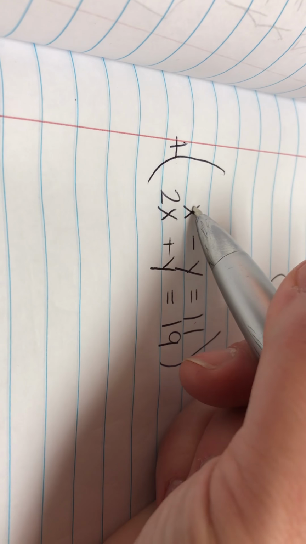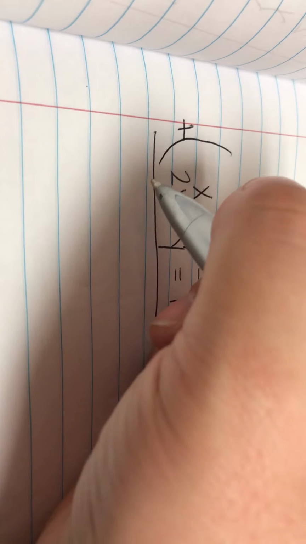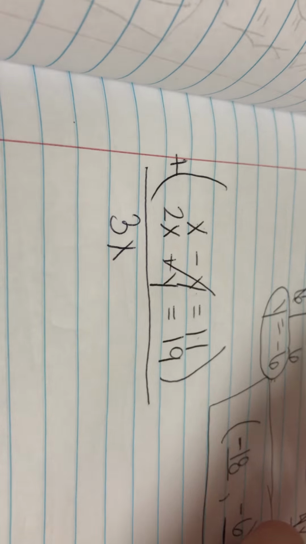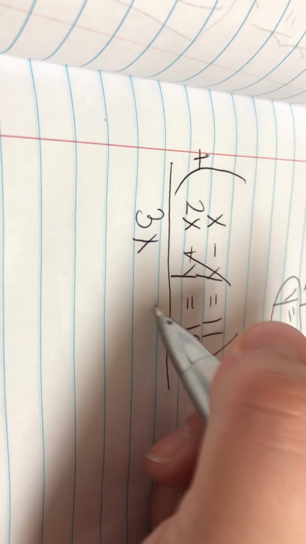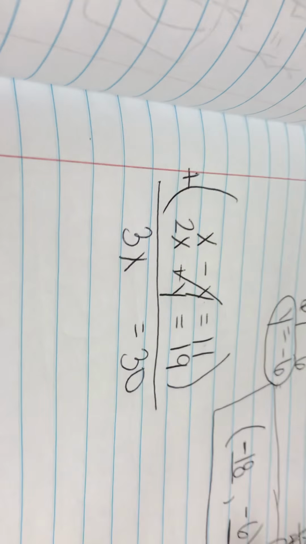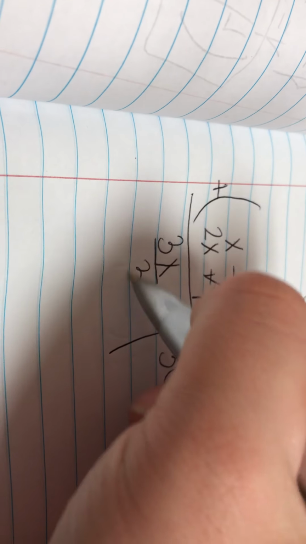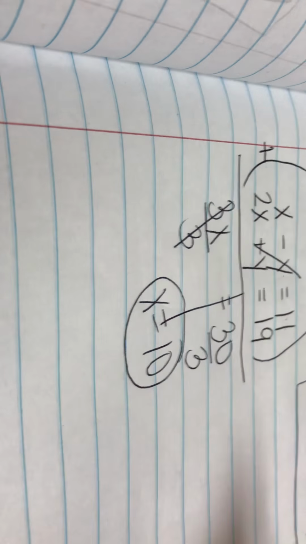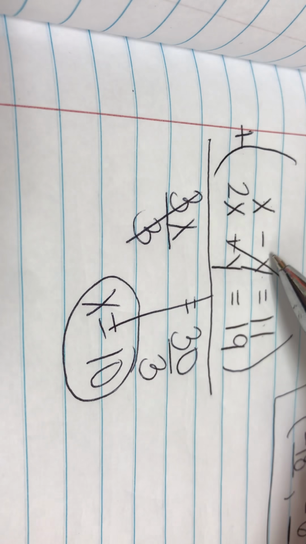So when I add 1x plus 2x, I'm left with 3 x's. Negative y plus y cancels out. And 11 plus 19 is going to leave me with 30. Basic one-step equation. I'm going to divide by 3 on both sides to be left with x equals 10. But I'm not done. I have to fill it back in. Again, it's totally up to you.